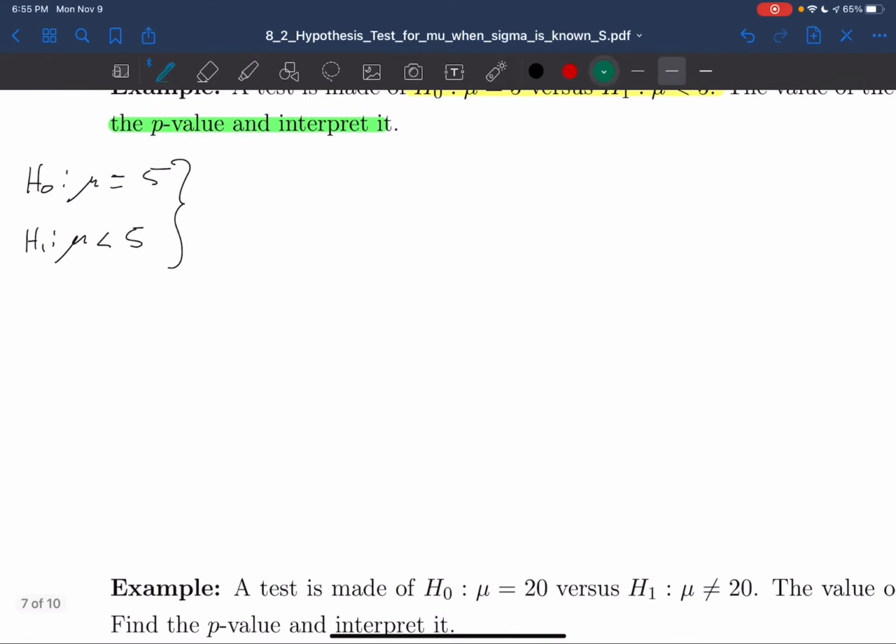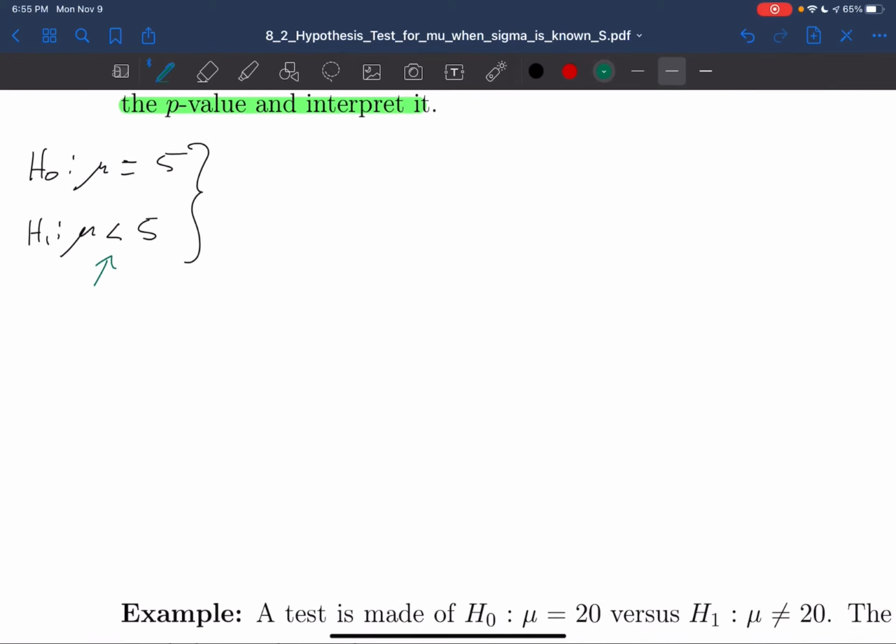Cool. And in green, are we dealing with a right tail, left tail, or two-tail test? Well, since our alternative hypothesis is that mu is less than 5, this is kind of pointing to the left. So this gives you an idea that, oh, we're dealing with a left tail test.